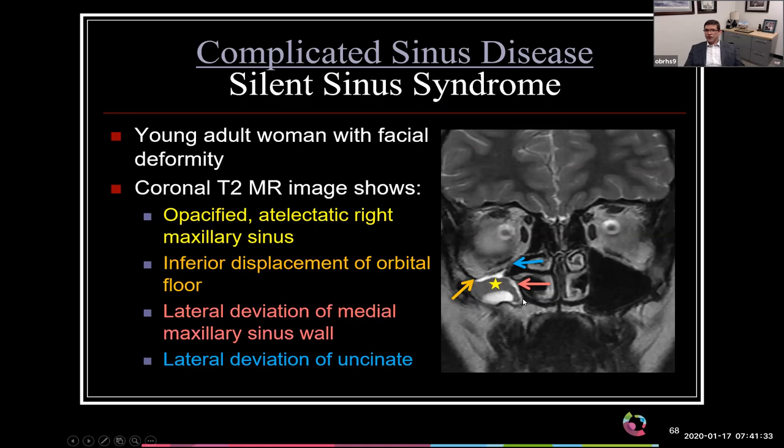Now, in this case, you also have lateral deviation of the medial wall of the maxillary sinus, and now the uncinate process is actually abutted up against the orbital floor. So this is now a completely isolated sinus. It has no drainage pathway because the uncinate process is abutting the orbital wall. So there's nowhere for this debris and secretions to actually drain from that maxillary sinus.